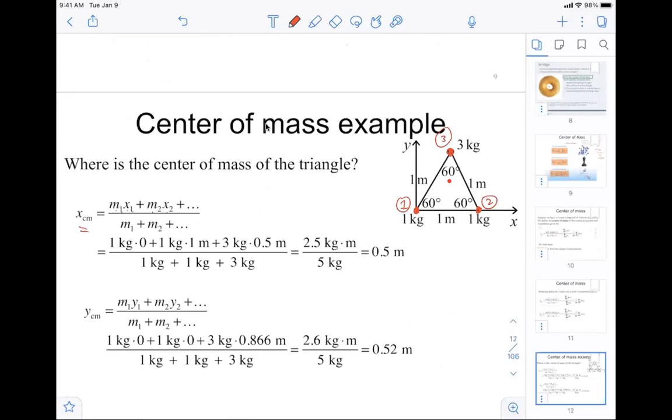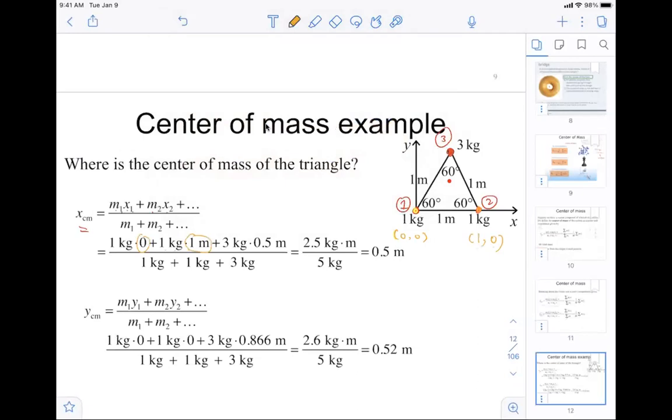What is the x position of mass 1 right here? It's at x equals 0, y equals 0, right? It's at 0, 0. So you can plug in 0 for the x position. And my second mass is also 1 kilogram. And what is the position of my second mass? It's at x equals 1 and y equals 0, that is 1, 0, right? So I'm plugging in 1 meter for the x position of my mass 2.